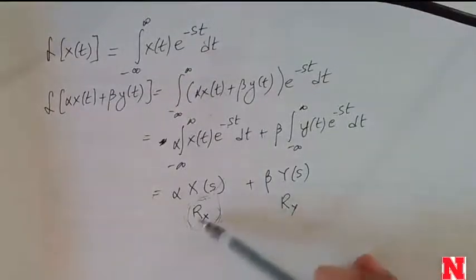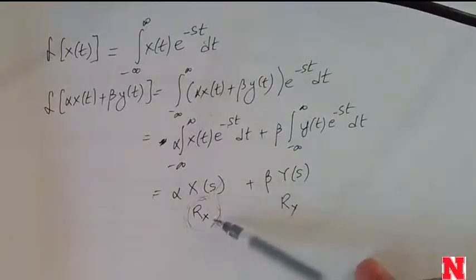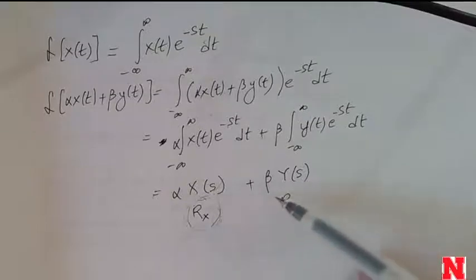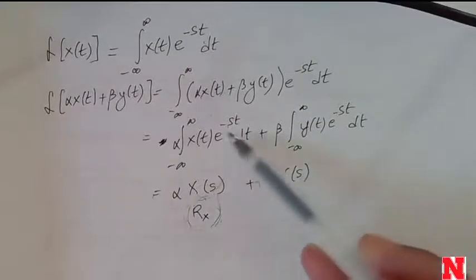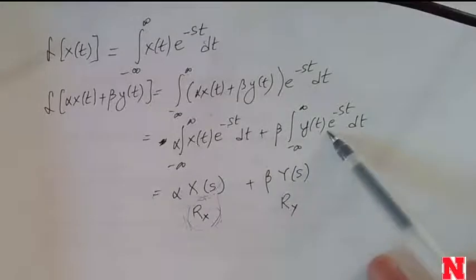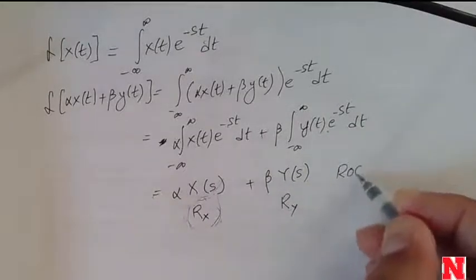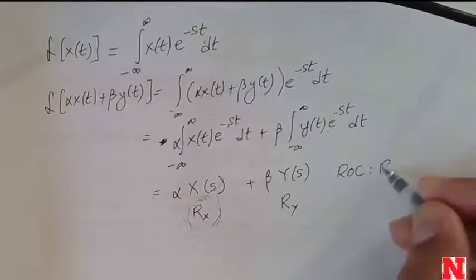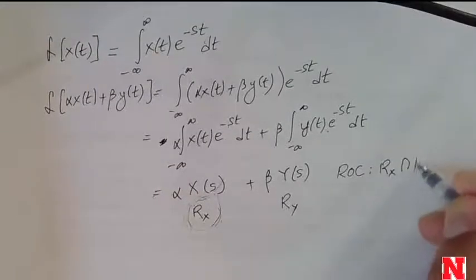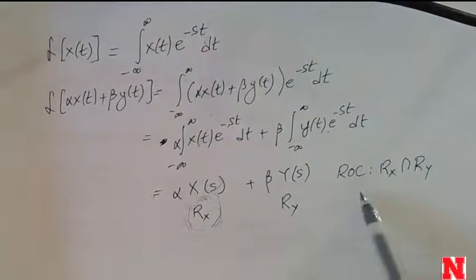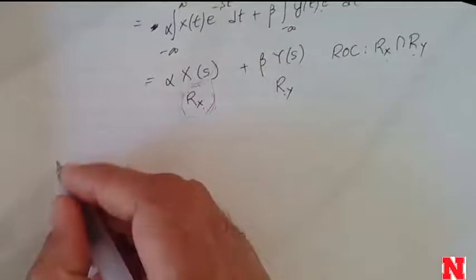So the region of convergence has to be one in which both x and y, both this integral and this integral, converge. That is, the region of convergence is going to be the common part of R sub x and R sub y. Whatever region is common between R sub x and R sub y, or the intersect of R sub x and R sub y, that'll be the region of convergence. Okay, let's take a very simple example and take a look at it.